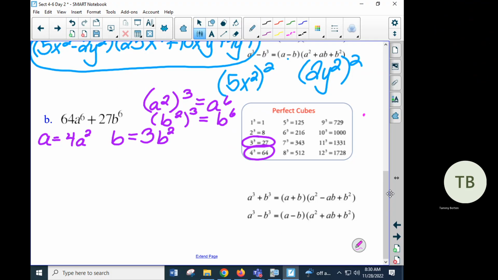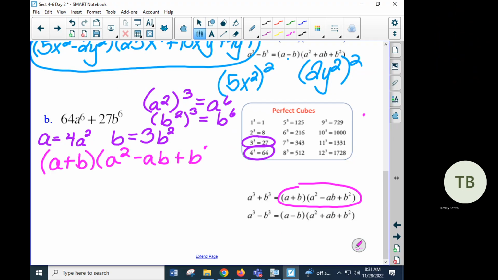Now, what I do is I always write down my formula, and this one is plus. So I'd write this down. So it'd be a plus b times a squared minus ab plus b squared. Okay. Now I have to add a and b. So it's 4a squared plus 3b squared. Now I'm going to square my a. So I'm going to square 4a squared.